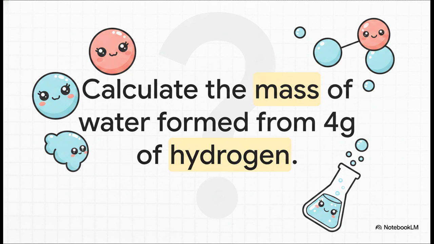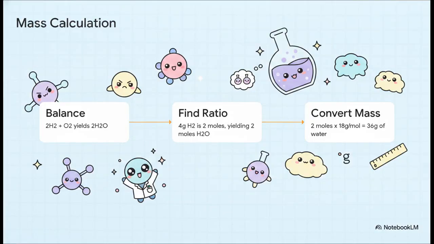Archetype 3 is your standard mass stoichiometry calculation problem. Calculate the mass of water formed when 4 grams of hydrogen reacts completely with oxygen. This perfectly demonstrates our 3-step method in action. Here's the step-by-step breakdown that will get you full marks. Step 1. Balance the equation. 2H2 plus O2 yields 2H2O.